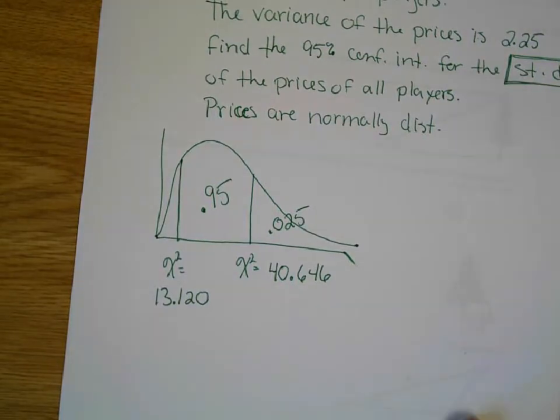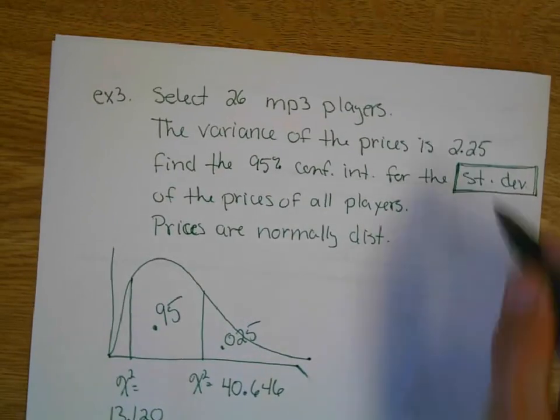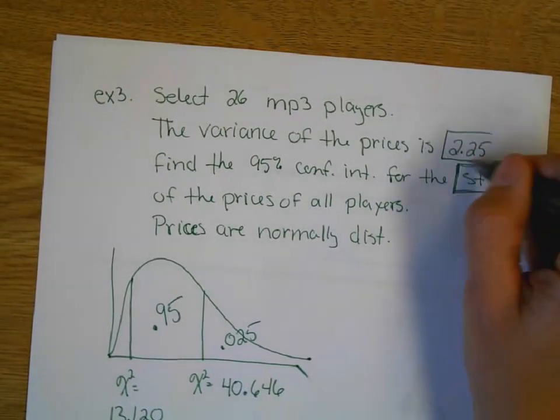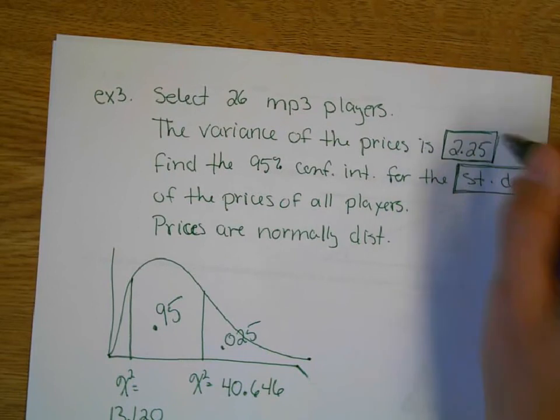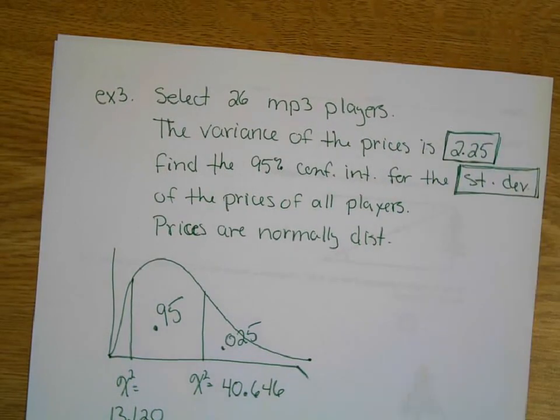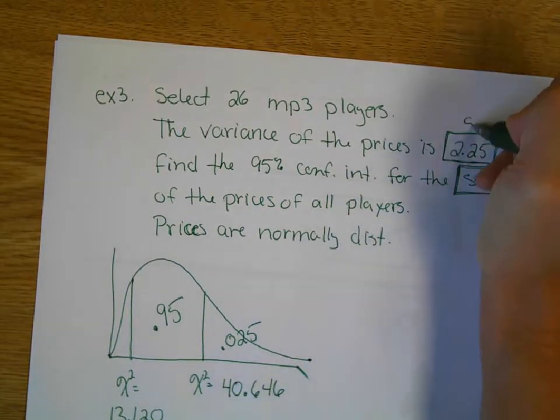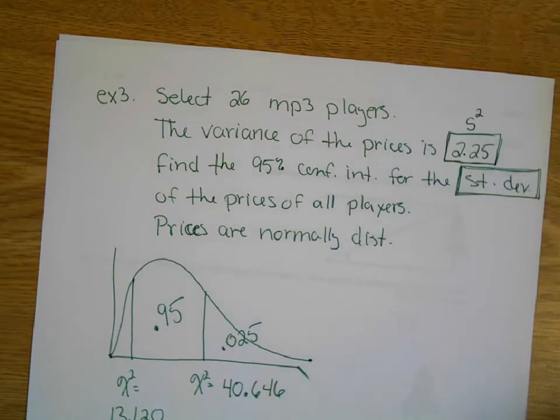Now, be careful. Here's the catch. What is this 2.25 that I gave you? It's the variance. That is S squared. So when we plug it in the formula, we're not going to square it again. Ah, that's why I did this one. So we're just going to put it in the formula without the square? Correct. So here we go.